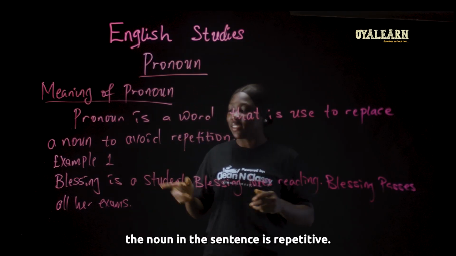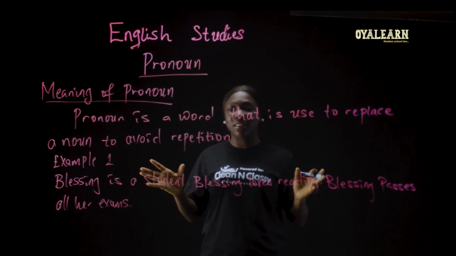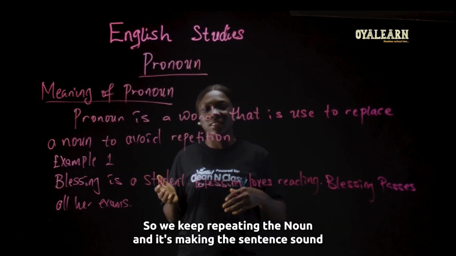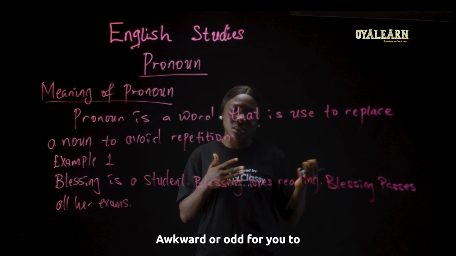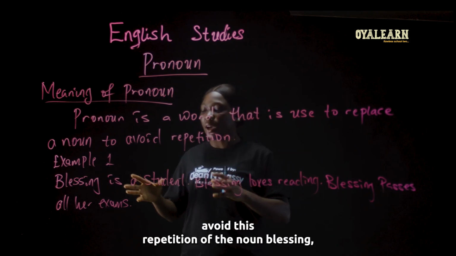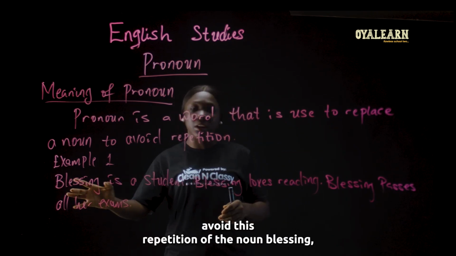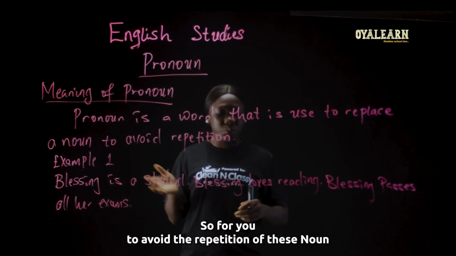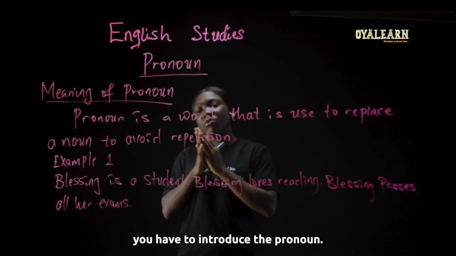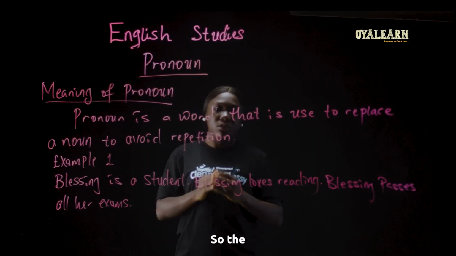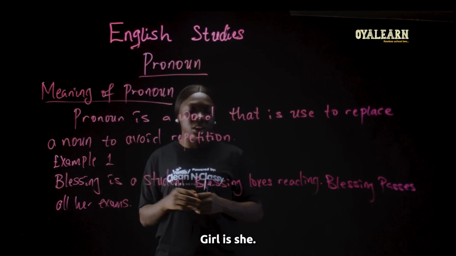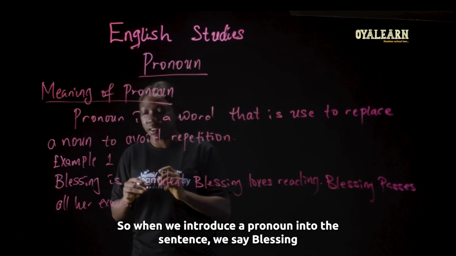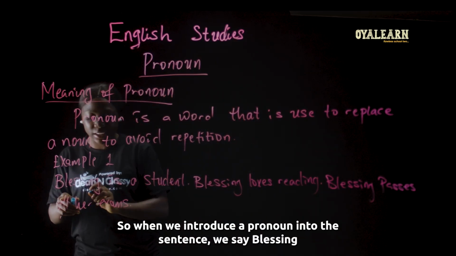Now you can see that the noun in the sentence is repetitive. So we keep repeating the noun and it's making the sentence sound awkward or odd. For you to avoid this repetition of the noun Blessing, because this is the name of a person, you have to introduce the pronoun. So the pronoun for a girl is she.